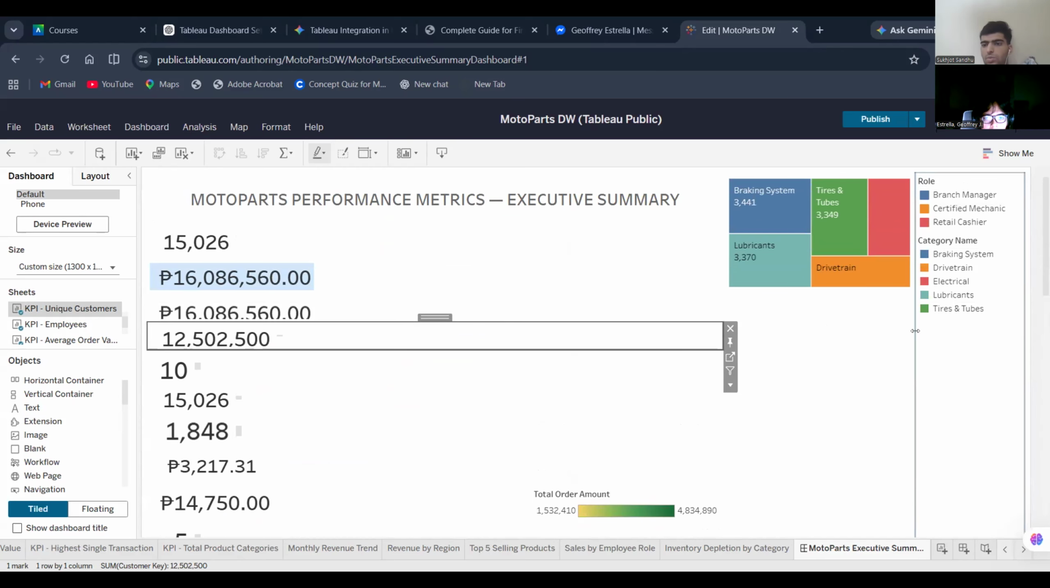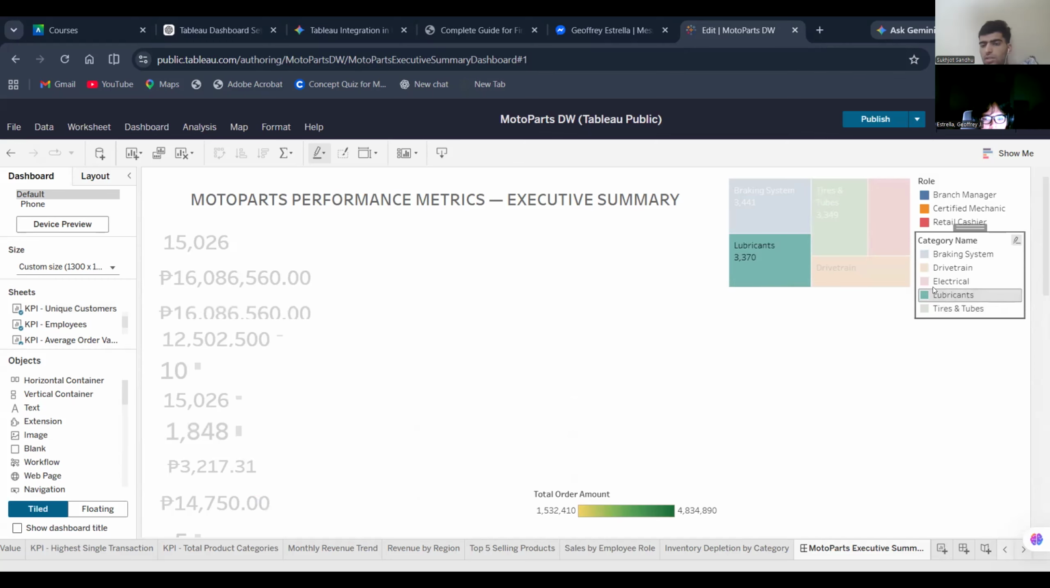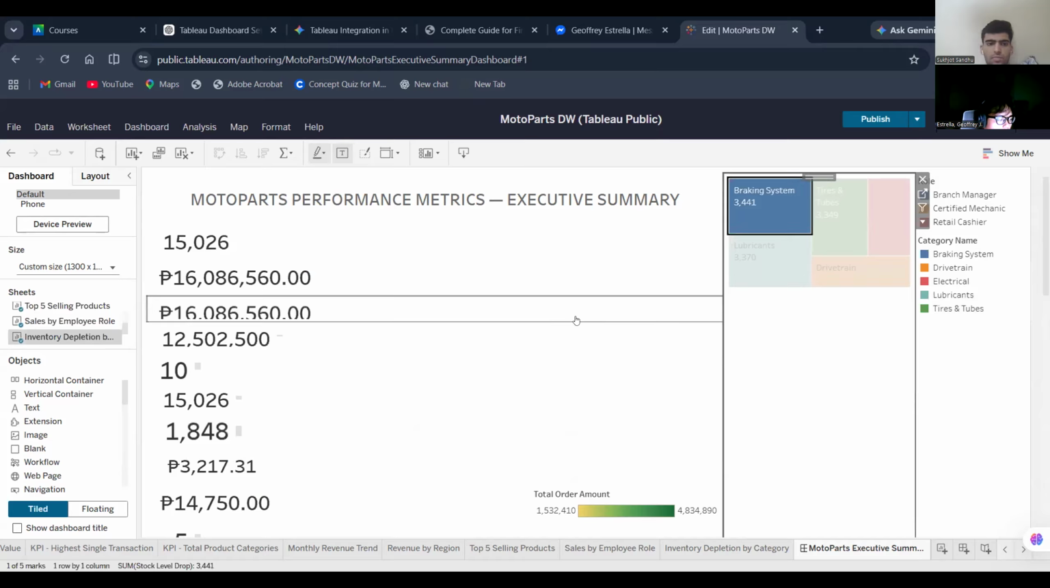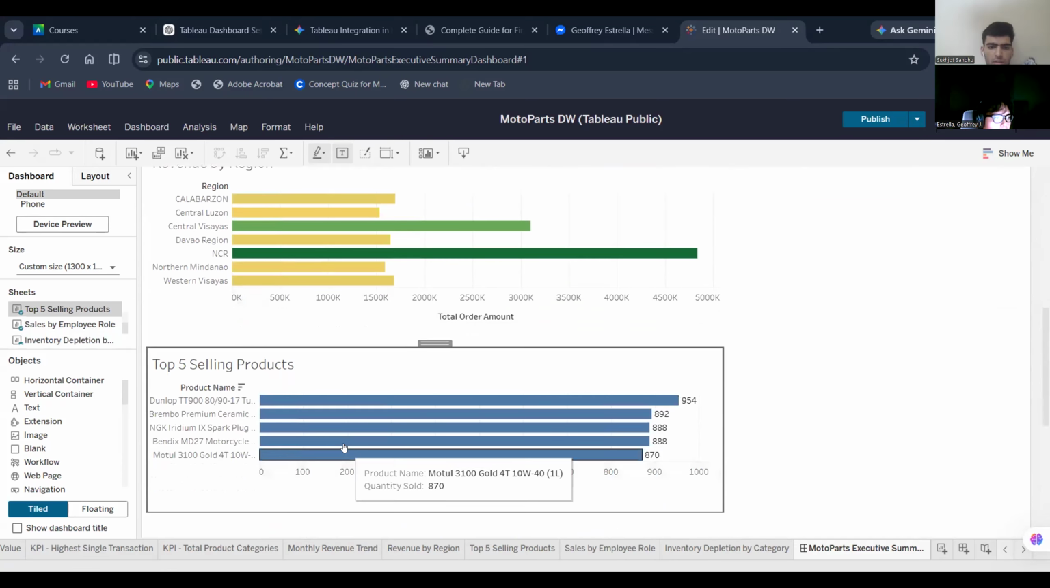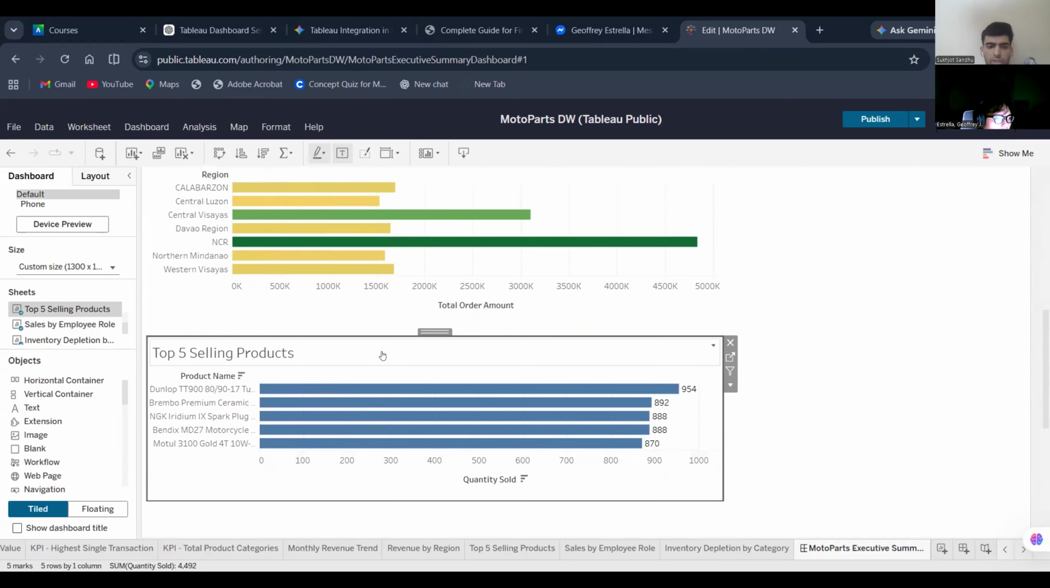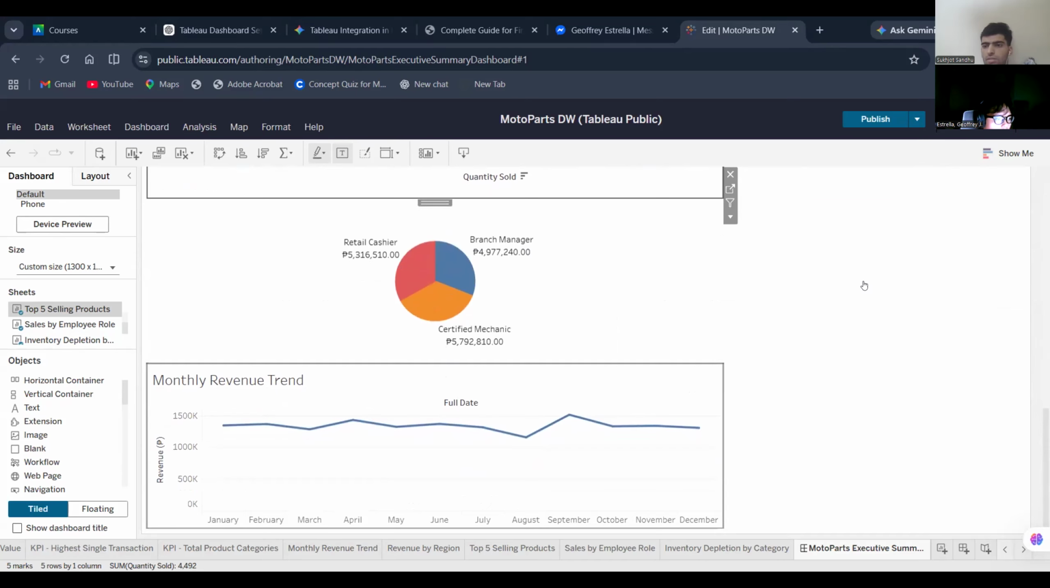This is the whole dashboard. The filters are working as you can see. And the total amount of order, the colors, all are changing. And that's it. Thank you for your time.